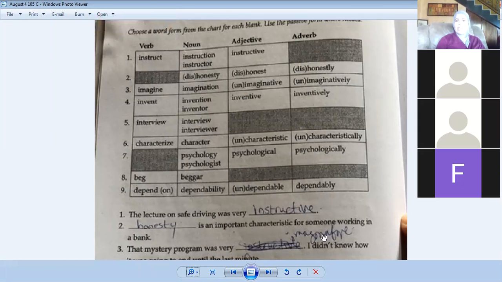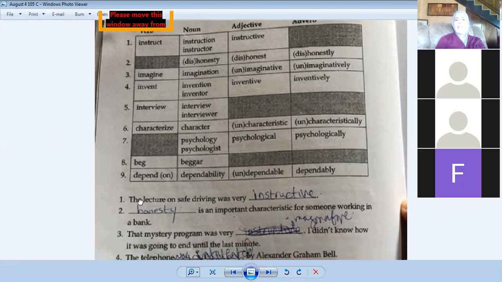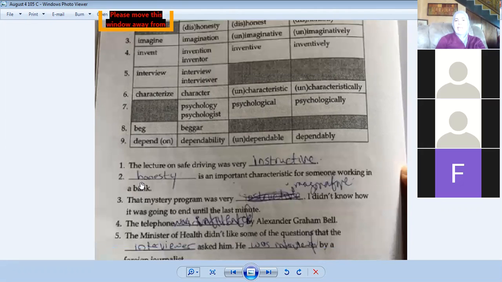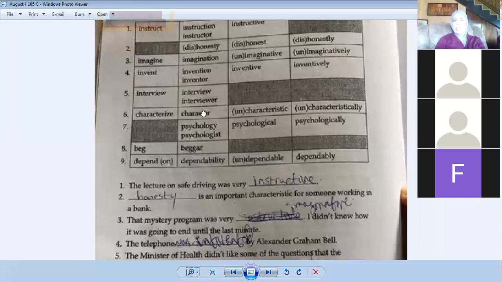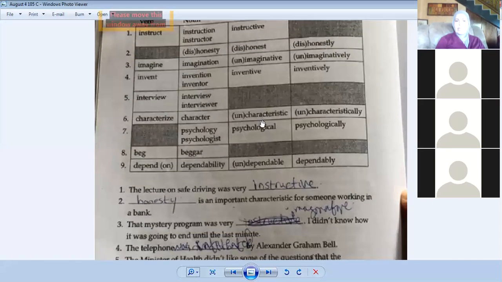صفة منيحة, guys, for someone who is working where? In a bank. Yani can you imagine a person who works at a bank and then is a thief? تخيلوا? So the mystery program. Look, very. What's going to be here? We're going to need what? An adjective. So we want to look at these words in order to choose from. All right. So the mystery program. I'm going to describe it as what? I did not know how it was going to end until the last minute.